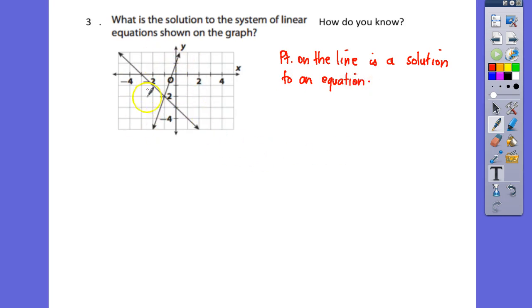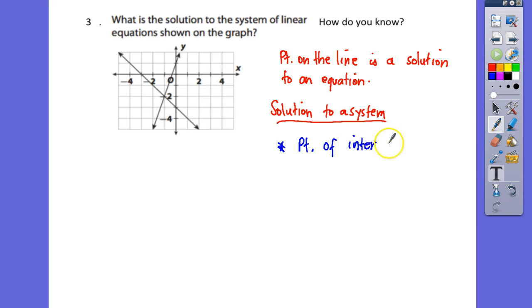Since here we're talking about the system, the solution to a system would be, well, the point of intersection. So all you have to do is to figure out where's the point. Where are they crossing at? Well, they're crossing right here. After you figure out where is the point of intersection, you will write down the coordinates of that point.